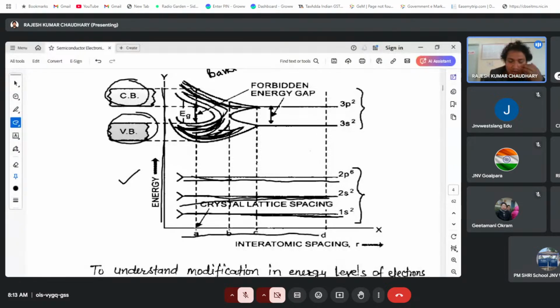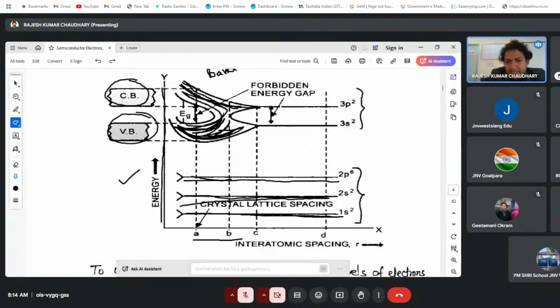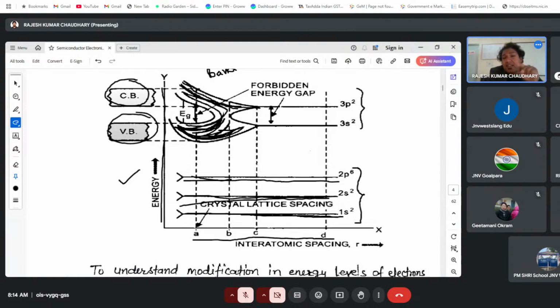You also have to go through this one more thing: this is called interatomic spacing that we have used on the x-axis. Okay, so you can see that when interatomic spacing is more, what does that mean? Atoms are not very closely packed, atoms are far away from each other. So when atoms are far away from each other, electrons don't have to interact that much. Got it? I hope you are getting it.